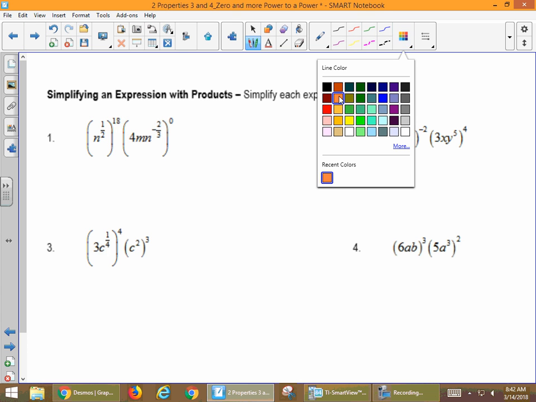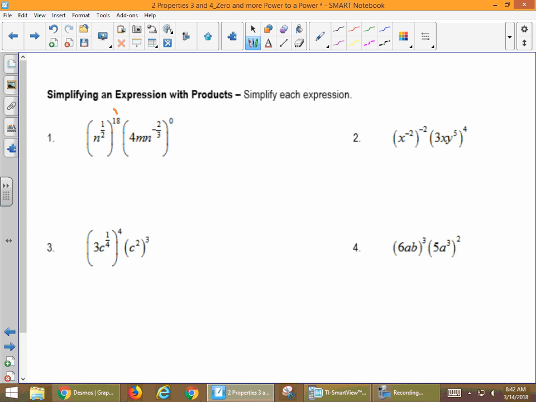Power to a power, we multiply. So when I bring this 18 in, I'm going to multiply it with the 1/2. So it's going to be n to the 1/2 times 18. Let's just finish up with that, and then we'll deal with this other nastiness. So what's 1/2 of 18? 9, yeah. Multiplying by 1/2 is the same as dividing by 2. So that whole first guy, n to the 1/2 to the 18th power, just turns into n to the 9th.